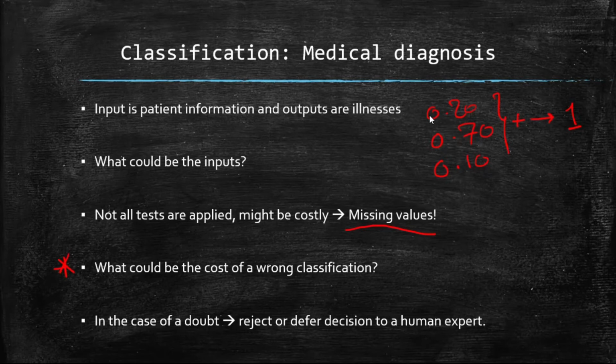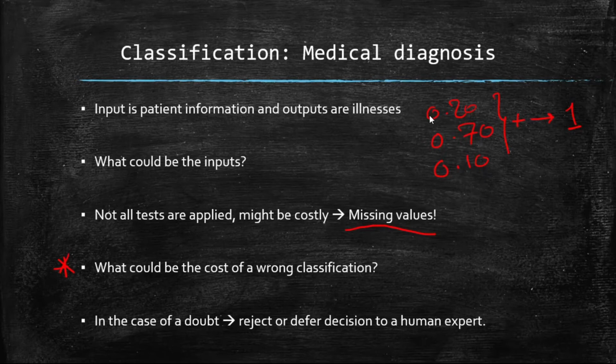I will cover the loss of a wrong classification and the reward of a correct classification in later courses in different modules, hopefully in the future. But for now, let's just say that it can be disastrous, right?